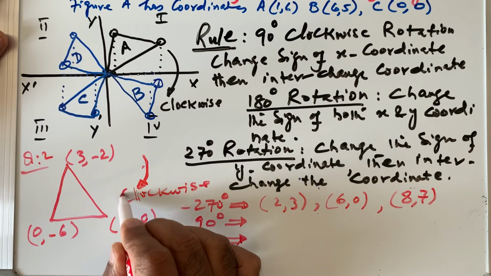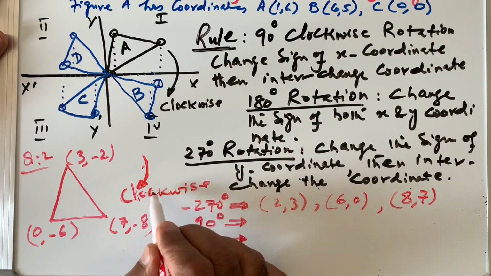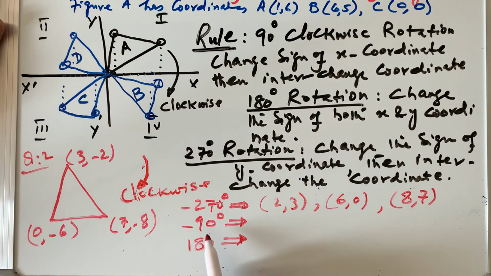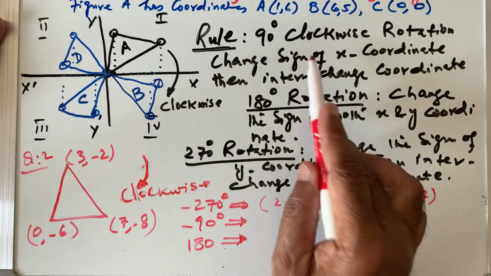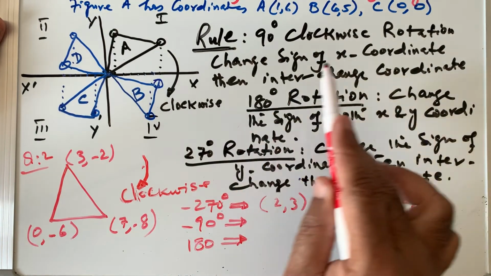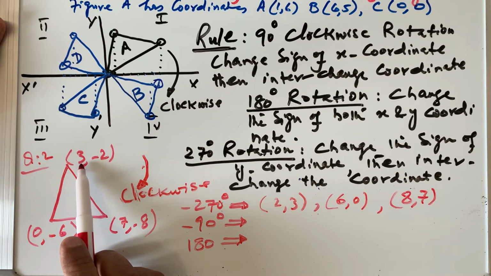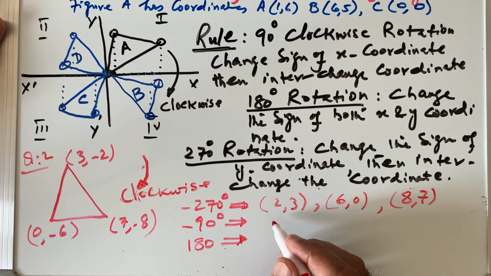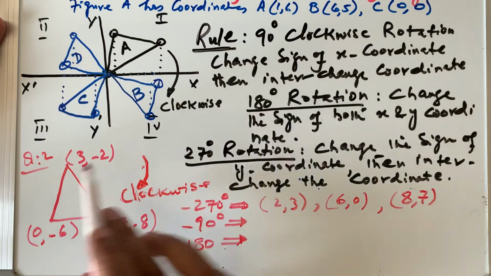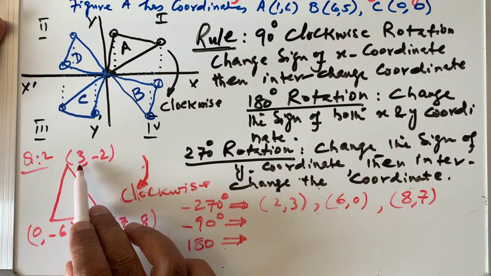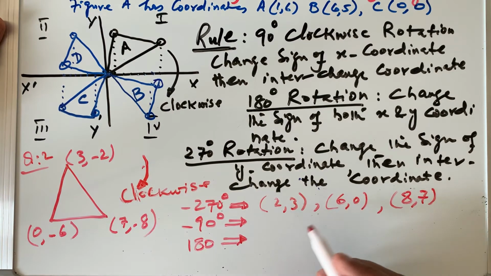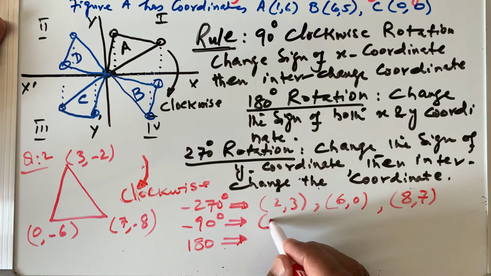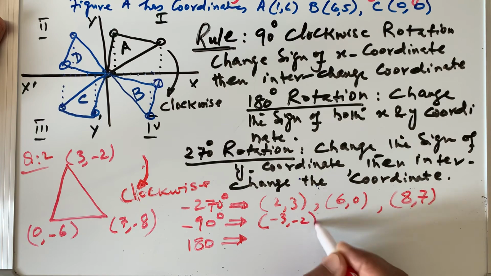If a minus sign is there with the angle, that means clockwise rotation. So now the minus 90 rule. What is the minus 90 rule? Change the sign of x coordinate. So minus 3 and flip it. Minus 90, right? Change the sign of x coordinate. So minus 3, right? So you have to flip it. So minus 3 and minus 2.